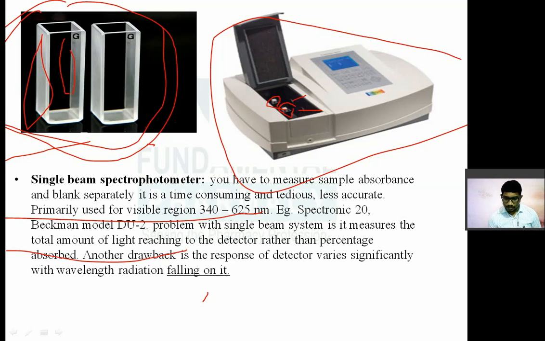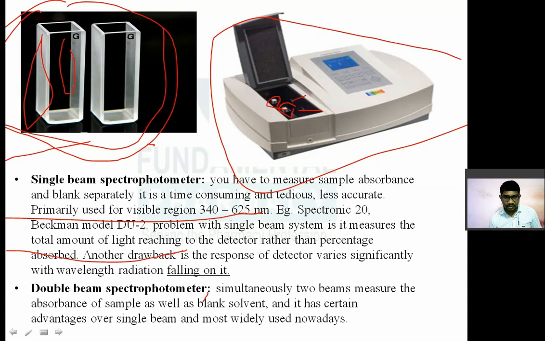ओके, नाउ डबल बीम स्पेक्ट्रोफोटोमीटर simultaneously, two beams measure the absorbance of sample as well as blank and has a certain advantage over the single beam, and is most widely used nowadays and more accurate.